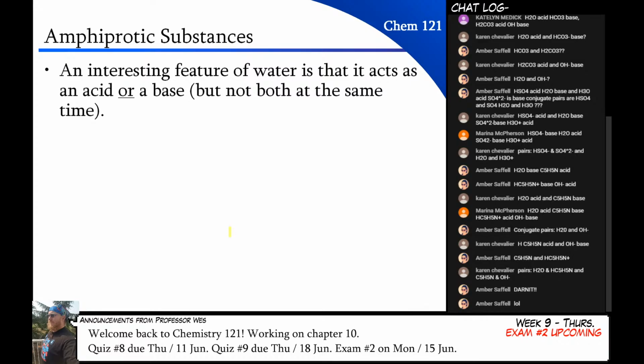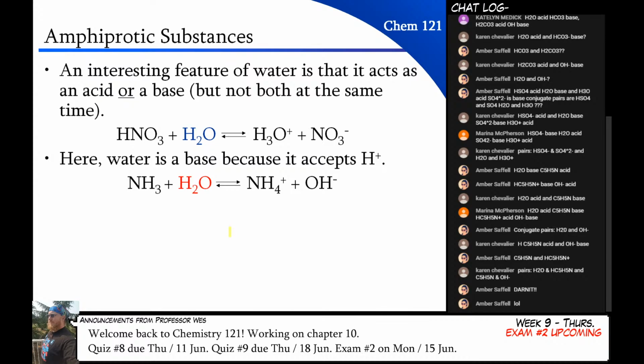All right. Now, something that you probably noticed is that water was doing something weird. Water was an acid or a base, depending on the situation, but it was never both at the same time. It was always one or the other. Any substance that can do this is called amphiprotic. An amphiprotic substance can either be an acid or a base, depending on what is around it.